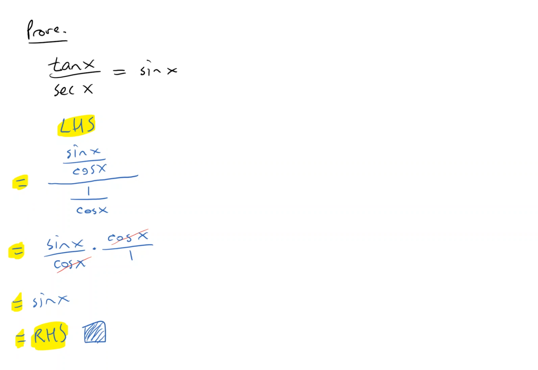Let's try another one. Let's try to prove that cotangent x times secant of x over cosecant of x equals 1. Okay? So again, this time we can't manipulate the right-hand side much because 1's about as simple as it gets. So we'll start with the left-hand side and see if we can turn it into 1.